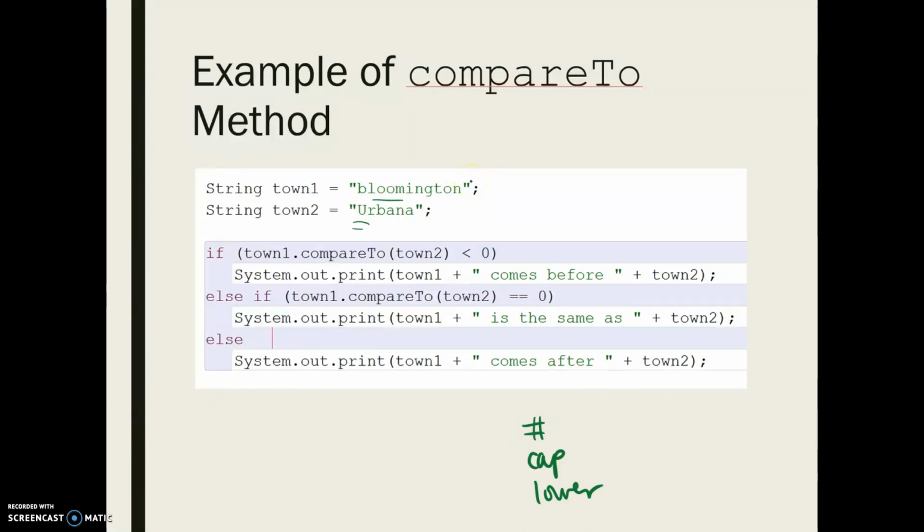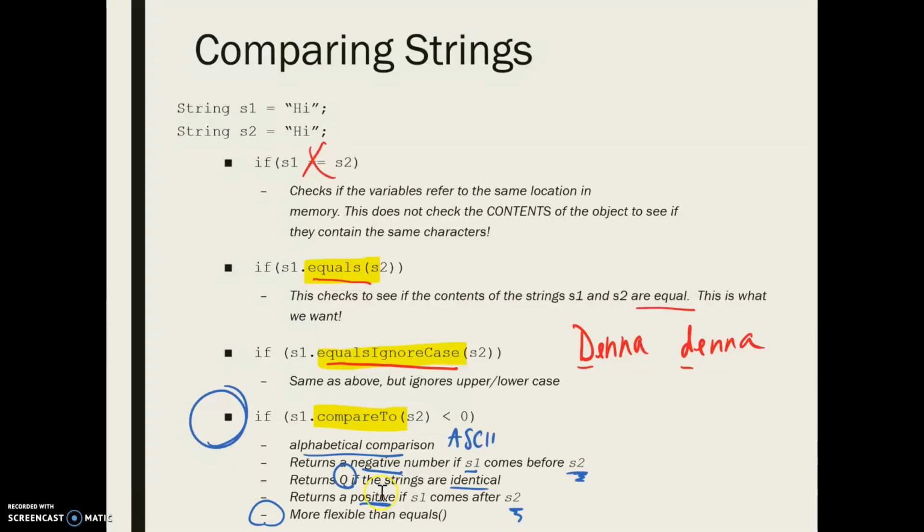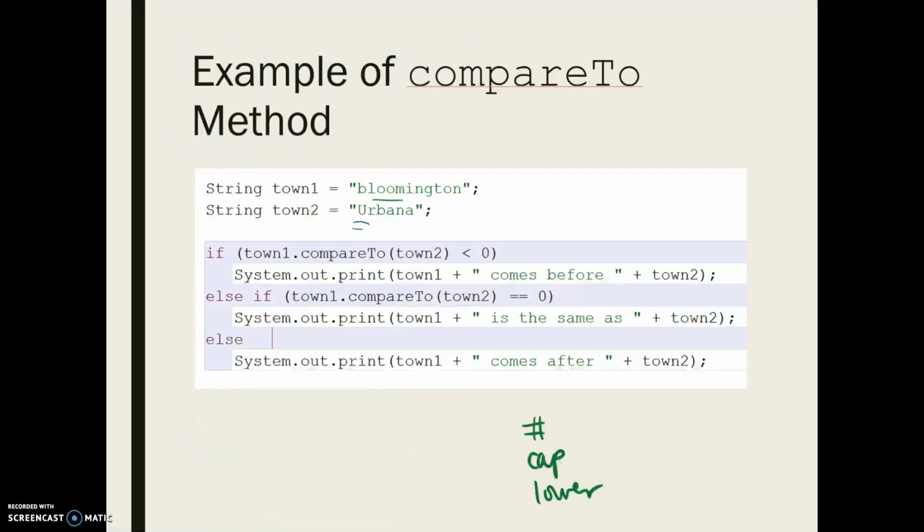And so if I were to go ahead and run this code, if the first one comes before the second one, let's look back at our rules. So if the first one, the calling string, comes before the parameter string, it returns a negative. Okay, so let's see if that would be the case. So the first one is Bloomington. Does that come before Urbana? Well, it doesn't according to this rule, okay?